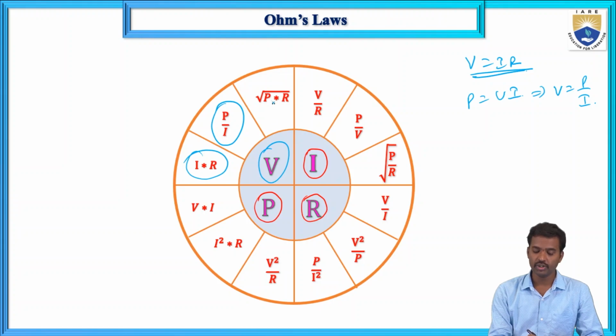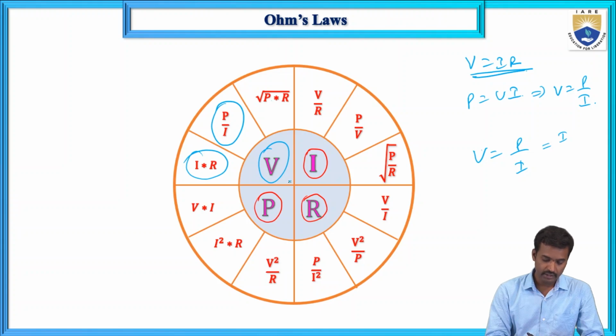Now what about this one? V equals P by I, so here you can write I squared R or V squared by R. Next, P equals V into I.